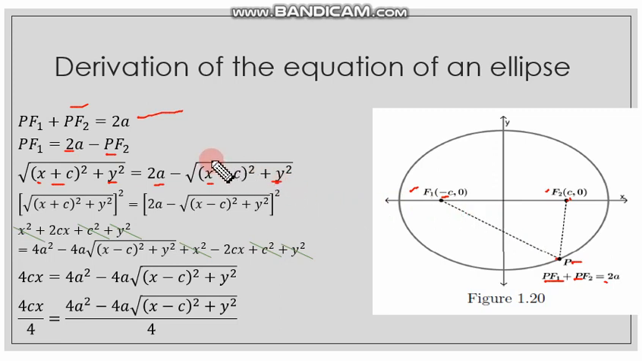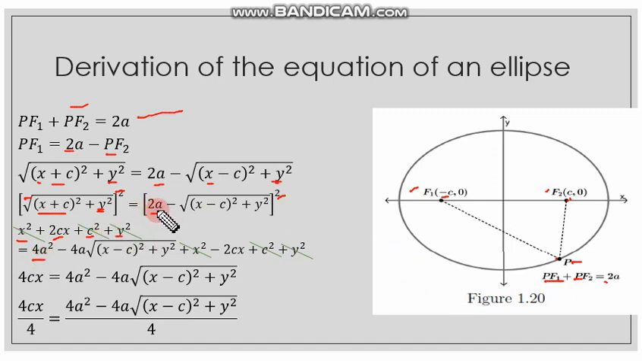Next, since we have radical signs on both sides, let's square the left and the right. At the left, the square root sign is removed, leaving (x plus c) squared plus y squared. Let's expand this one. x plus c times x plus c is x squared plus 2cx plus c squared, and then plus y squared. At the right side, we square it. 2a times 2a is 4a squared.